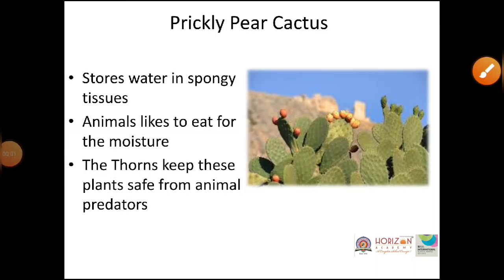Our next type of cactus is the prickly pear cactus. Since this cactus, like many desert plants, stores water in its spongy tissues, animals like to eat it for the moisture. The thorns keep these plants safe from the many animal predators. Let us see some interesting facts about this cactus.